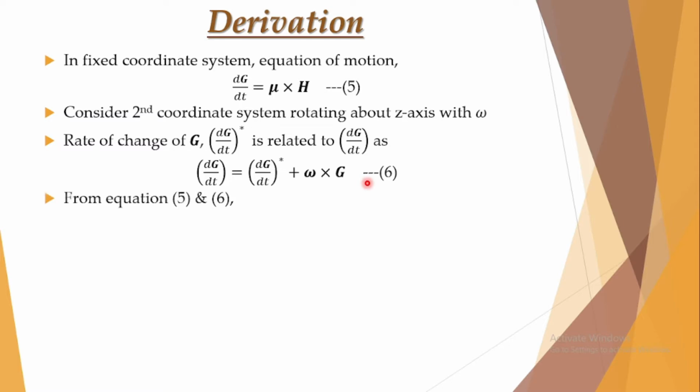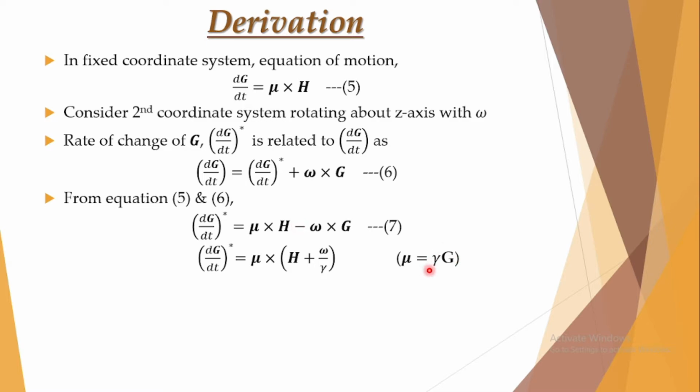So now if we make use of these two equations, that is putting equation number 5 in equation number 6, then we can say that (dG/dt)* will be equal to dG/dt minus omega × G, and instead of dG/dt we are writing it as mu × H from equation number 5. So this is equation number 7, and we already know that gamma into G is equal to mu.